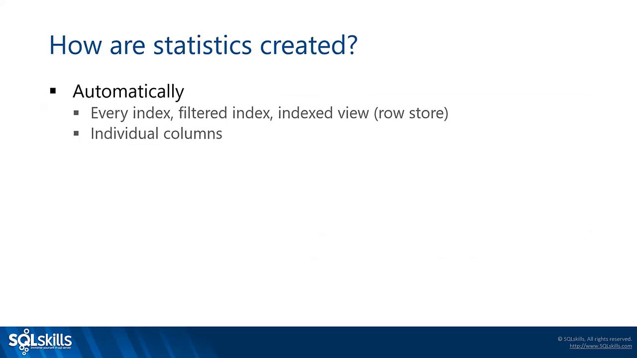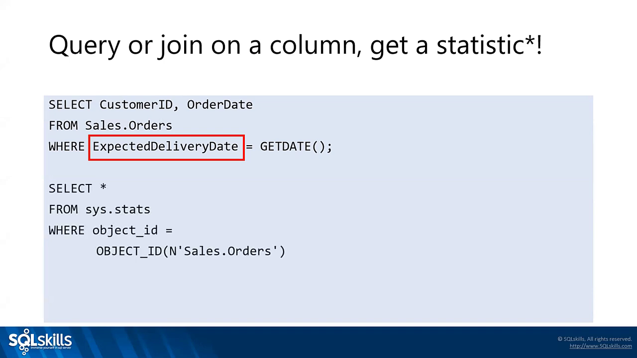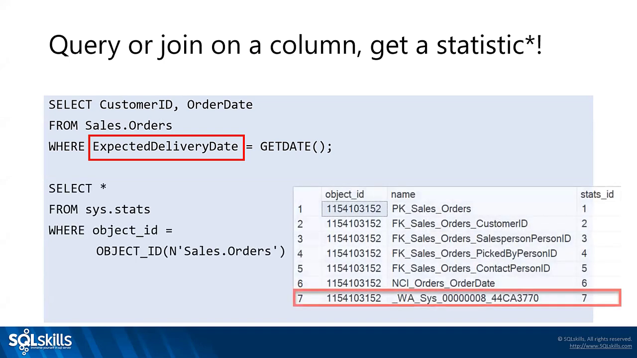Now, we can also have statistics for individual columns in the database get created automatically. So if you query or you join on a column, you get a statistic. So in this example, we're querying on expected delivery date. And expected delivery date is not a leading column in any existing index on sales orders. So when I query that column for the very first time, and then I look in sys.stats, you'll see that I get a column level statistic automatically created for me by SQL Server.